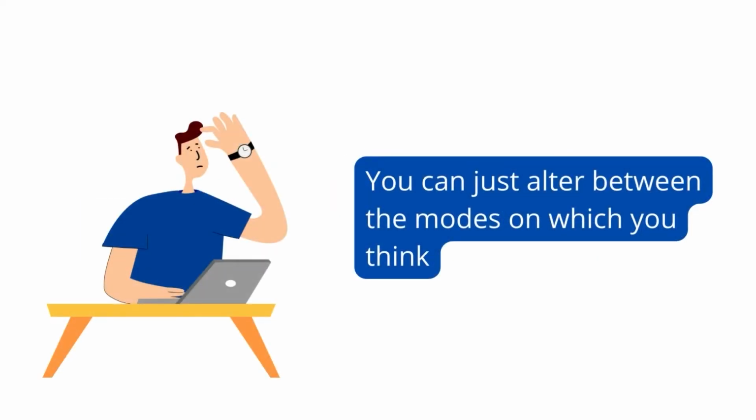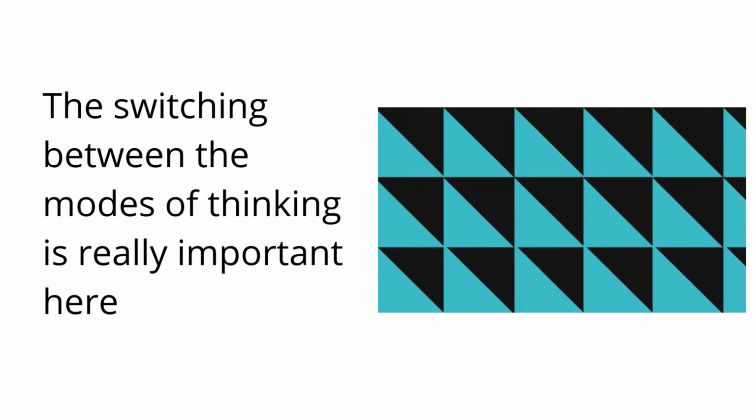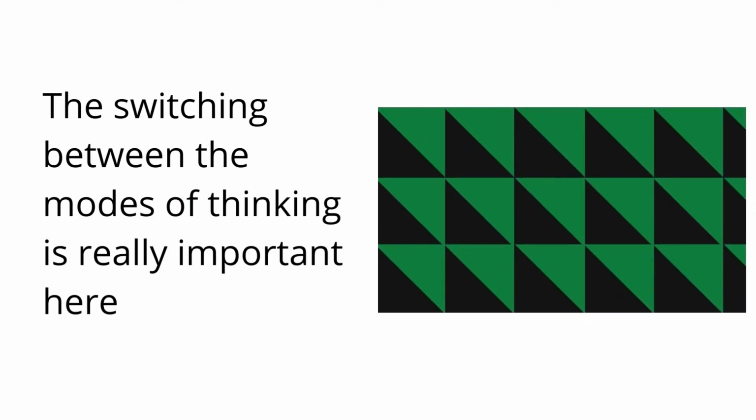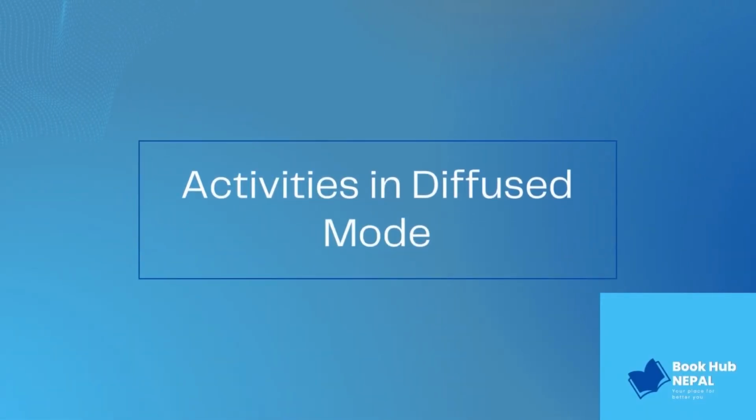That means you can just alter between the modes in which you think. That is, having a focus mode reading for a certain time and then again relaxing your brain, which means going to a diffuse mode, and then returning back to the certain topic which requires focus mode again. So the switching is really important here. And this is the whole idea. Now you know about the two modes of thinking.